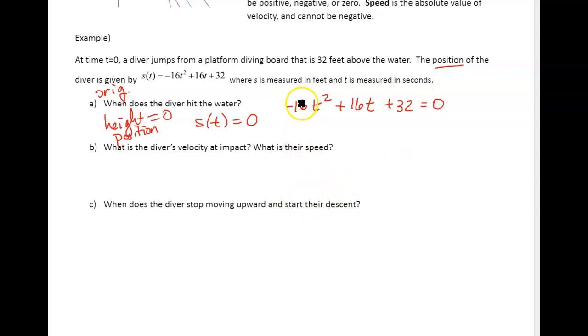I'm going to divide everything by negative 16. So t squared divided by negative 16, negative 16. This factors, t. We've got 2 times 1. To get negative 1, I need negative 2 and positive 1. Zero product property.